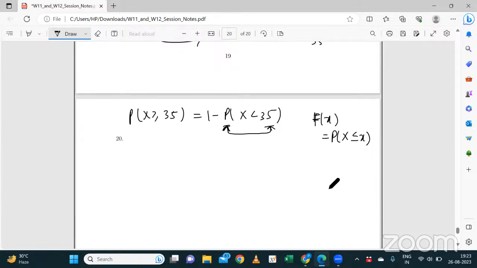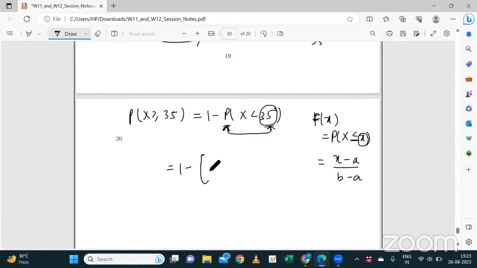Yes or no? Yes, sir. Don't worry about the equal to sign, because in case of a continuous distribution, the equal to sign doesn't matter. So now what is the CDF? Small x minus A divided by B minus A. And what is the small x? Small x is 35.